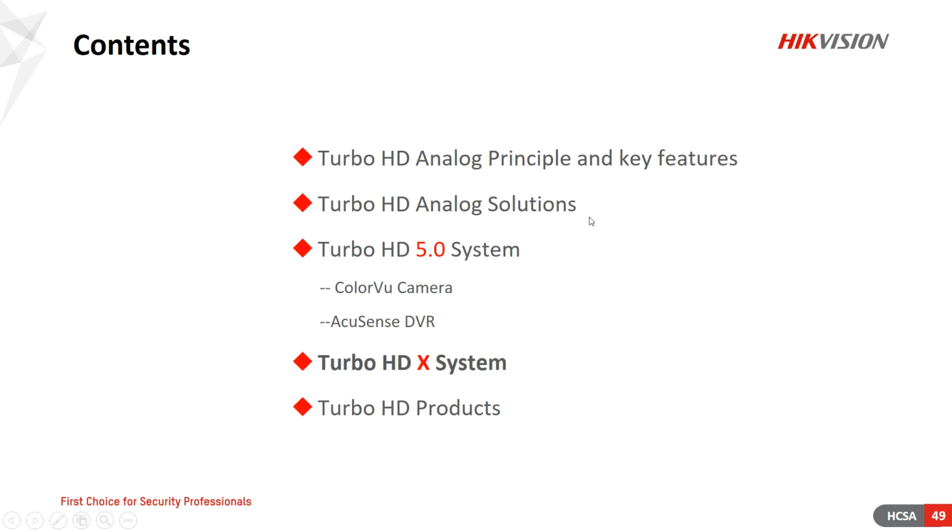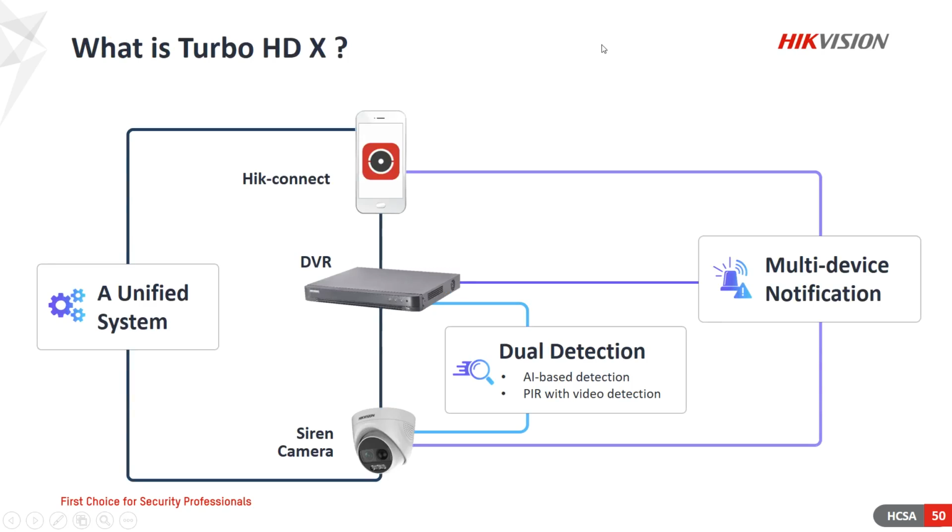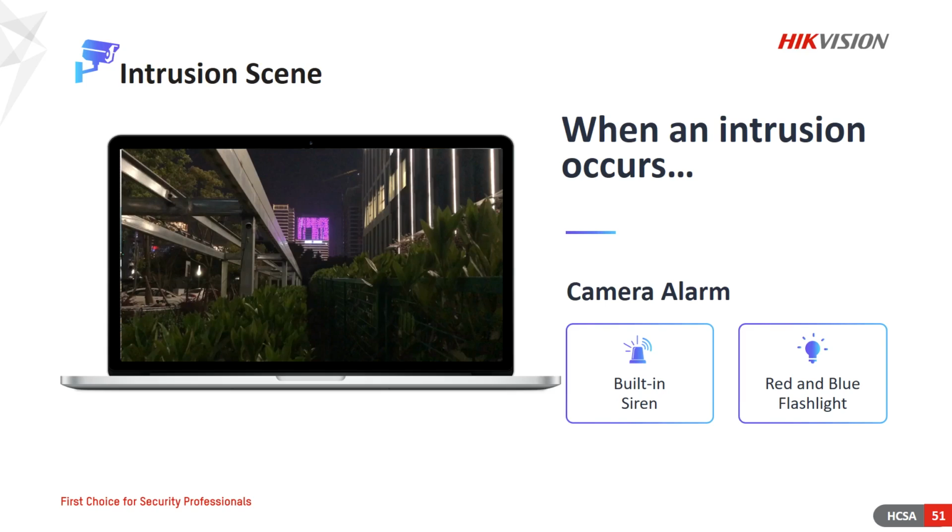So after talking about the Turbo HD 5.0 system, let's move on to the Turbo HD X system. So what is Turbo HD X? It is a unified system, and actually it is not just a camera or just a device, it is a system, which is very important. The system consists of a lot of devices, and the first device is the camera.